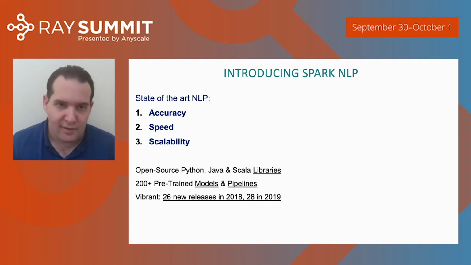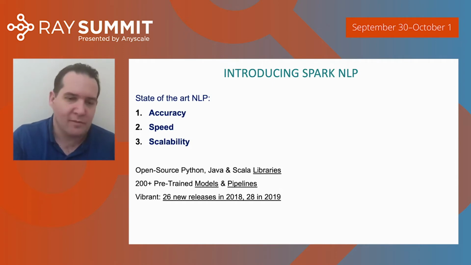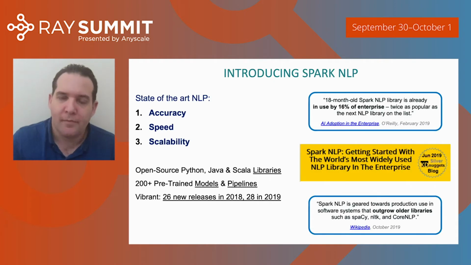The second thing that really worked well for the library is the fact that it's the only open source NLP library that's natively scalable and can use any Spark cluster. So what you have is Apache license, completely free Python, Java, and Scala libraries, over 200 pre-trained models and pipelines, and a very frequent release cycle. We're just about 3 years now of releasing software at least every 2 weeks.